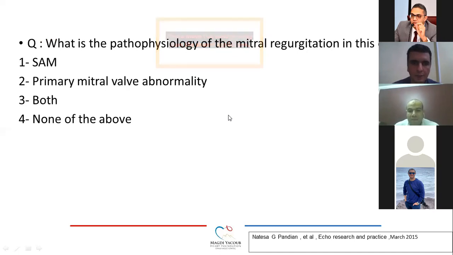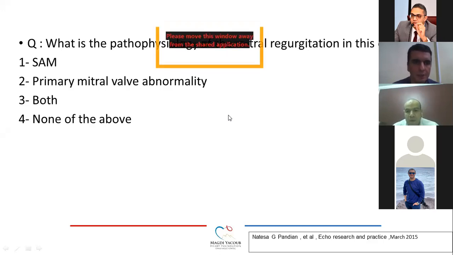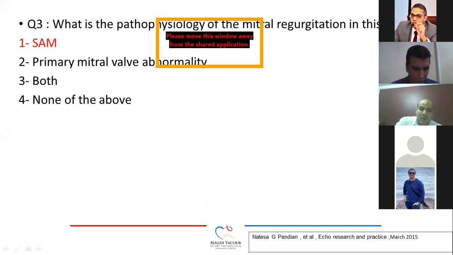So I think there are multiple answers that it would be the systolic anterior motion of the mitral valve. Yes, most of the answers denote that the etiology is the systolic anterior motion of the mitral valve. Dr. Mohammed? Okay, and this is the correct answer. The pathophysiology here in this case is mostly due to the systolic anterior motion.